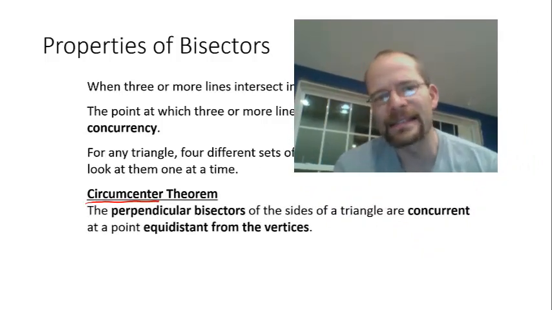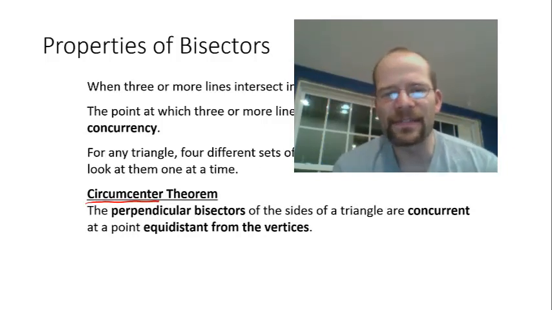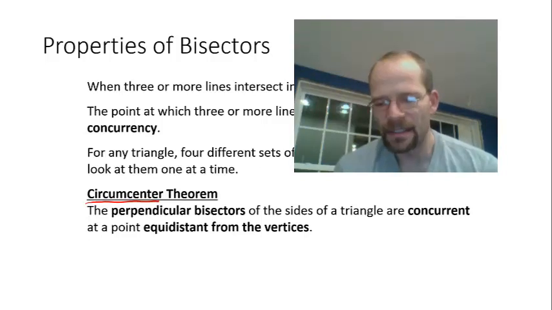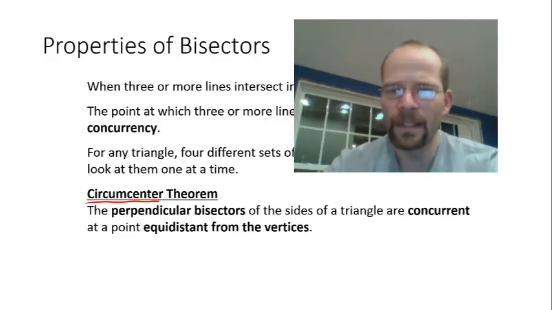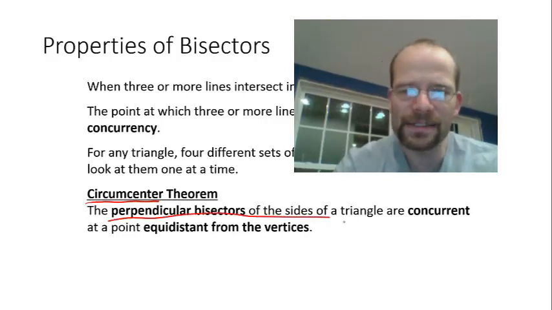The circumcenter theorem says that the perpendicular bisectors of the sides of a triangle are concurrent at a point equidistant from the vertices. That's a lot to get your head around, so let's see if we can break it down a little bit. First of all, the perpendicular bisectors of the sides of a triangle.